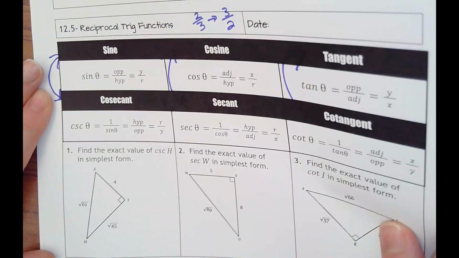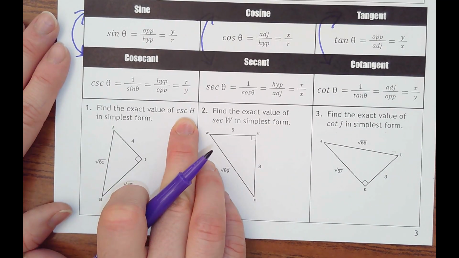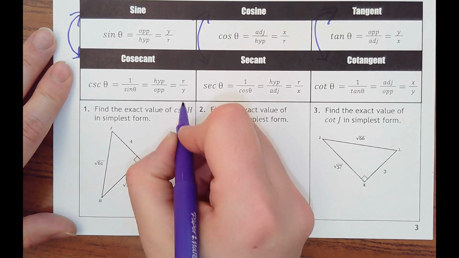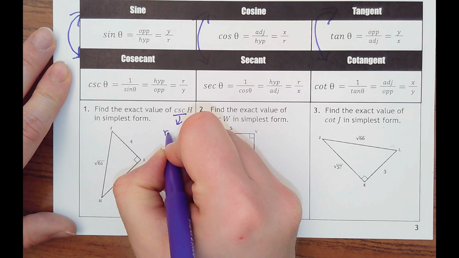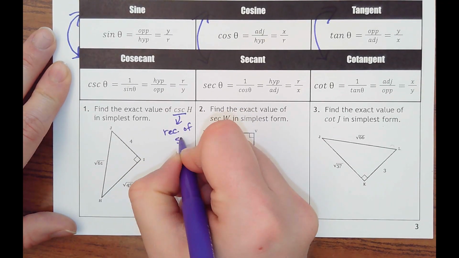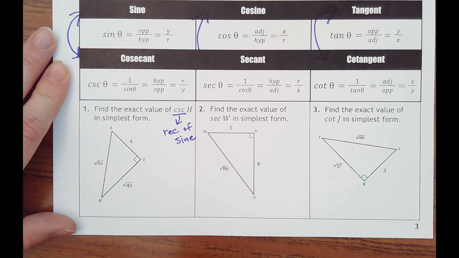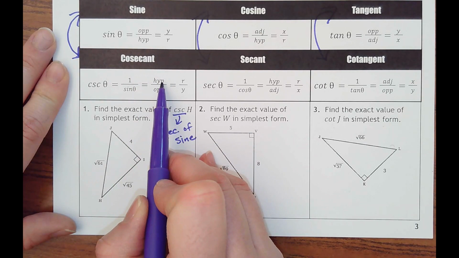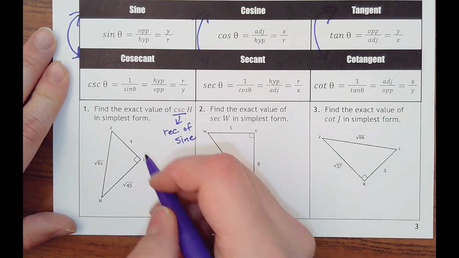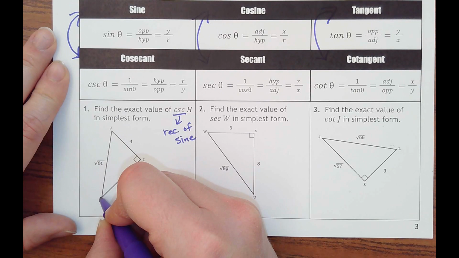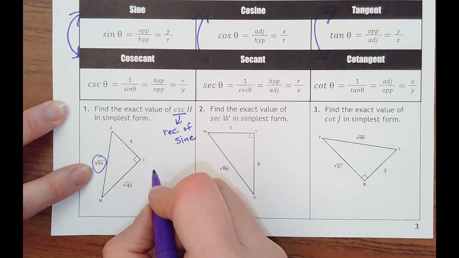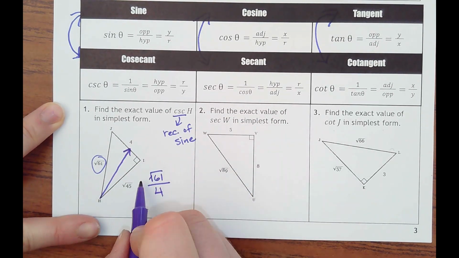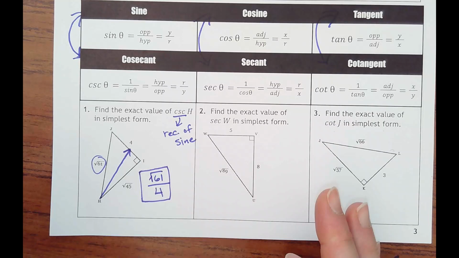Okay, so on number 1, it says find the exact value of cosecant, that's CSC, of angle H in simplest form. So cosecant, that's the reciprocal of sine. So it helps me to go back to what is its reciprocal, sine, which is usually opposite over hypotenuse. Now we want hypotenuse over opposite. Let's look from angle H. So its hypotenuse would be square root of 61. Its opposite would be 4. And that's it, because I'm sure 61 can't be reduced.